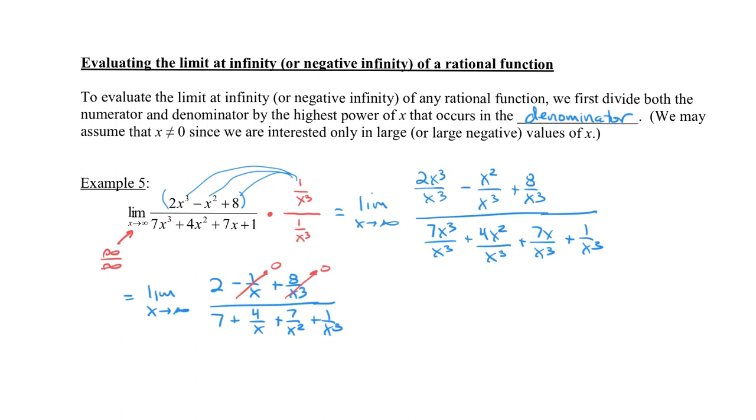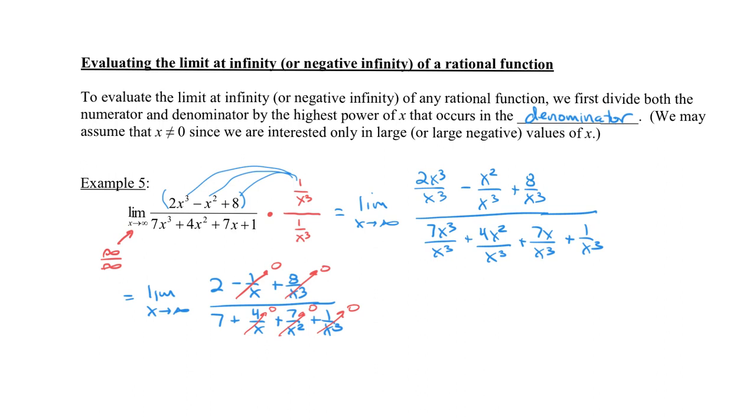The denominator is very similar. 4 over x will go to 0, this goes to 0, this goes to 0. So what we mean is that we can make these terms be as close to 0 as we want, so that the only thing that really will be left of significance is 2 over 7. So when we take the limit of this last expression, we just get 2 over 7. So the limit of that is 2 over 7.